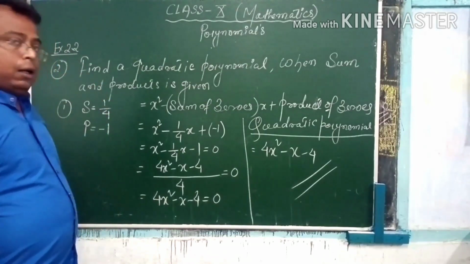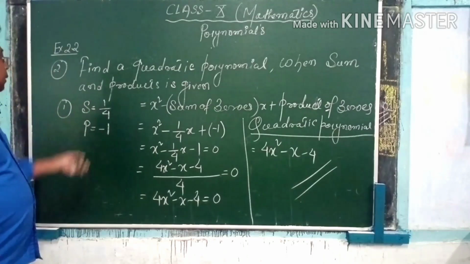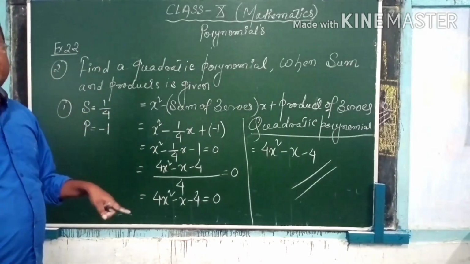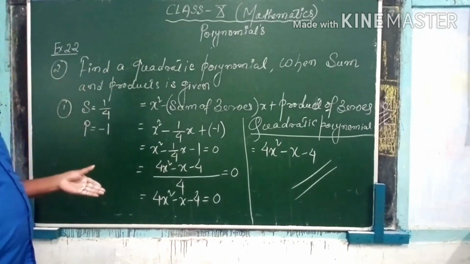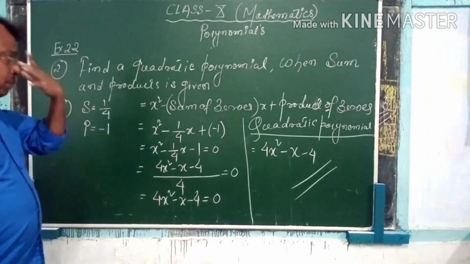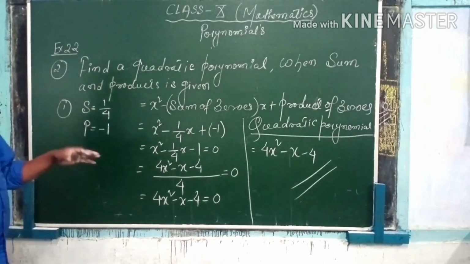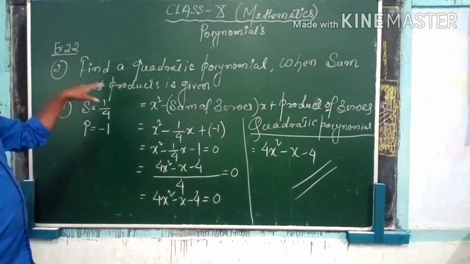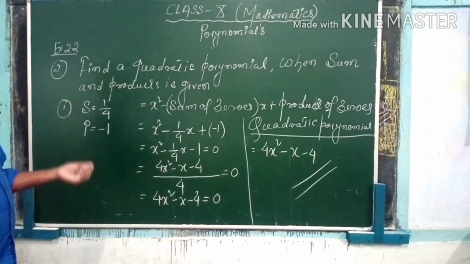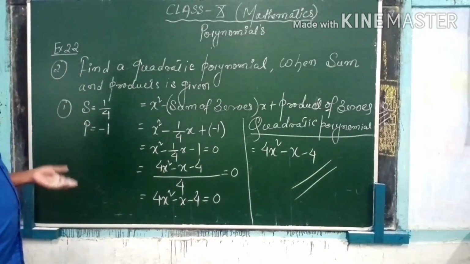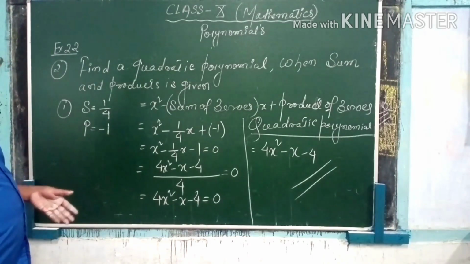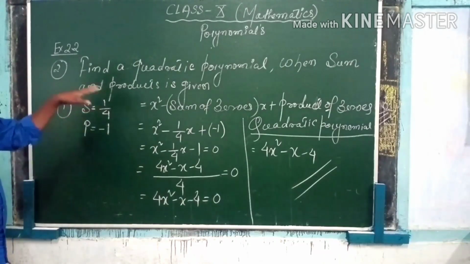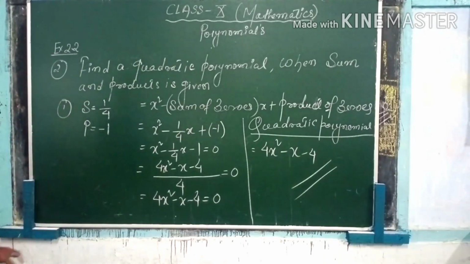It is not necessary that every time you will get the sum and product. Sometimes zeros will be given and you have to form a quadratic equation. That we have discussed in our last class, please go to those videos. You will get to know how to form a quadratic polynomial if zeros are given. Here the sum and product are given, but sometimes you will get zeros. In that case, you have to find the sum separately and the product separately. This is the first question, a very easy question. Sometimes you may get 1 mark questions like this in your board examination.